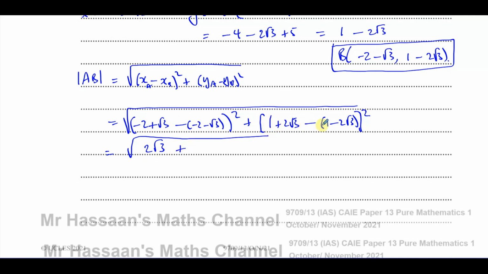So you have 1 minus 1, which is 0. And now you have 2 root 3 minus minus 2 root 3, which is going to be 2 root 3 plus 2 root 3, which is 4 root 3. So that has to be squared. That has to be squared.